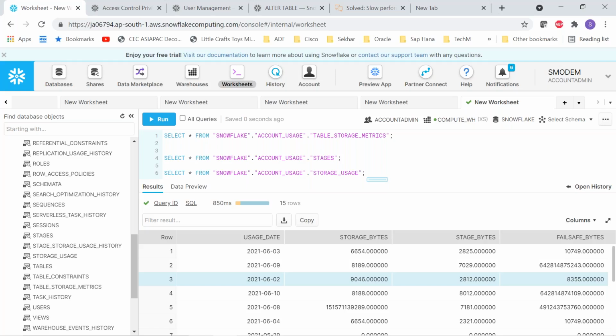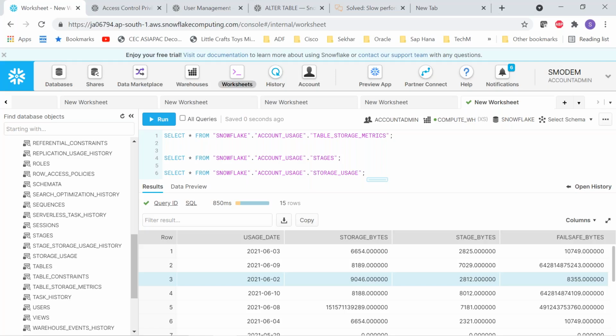Storage usage gives you the storage, how it is. Whenever it calculates the invoice that you're going to get at the end of the month, it is a daily average storage, right? So each day it gives you how much is the total storage and how much is the stage bytes and the failsafe bytes. By looking at this, you can identify what was your yesterday's, day before, and if there is any spike, how much data has been pushed in, so you can identify the average balance of each day. Got it, right?